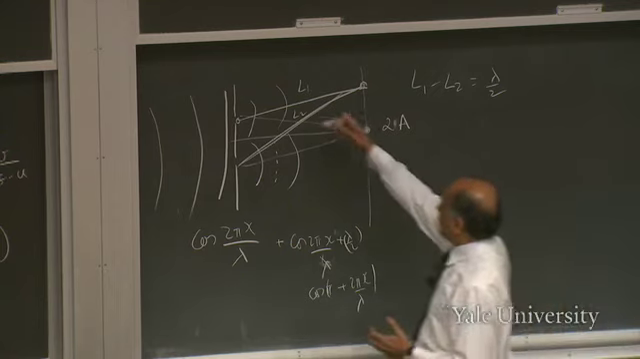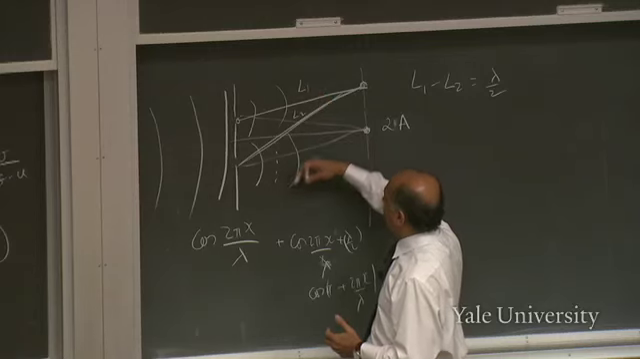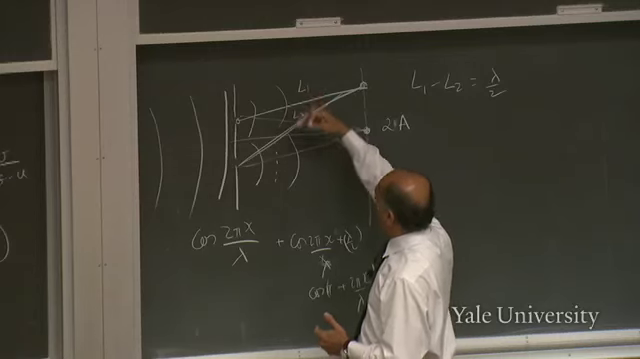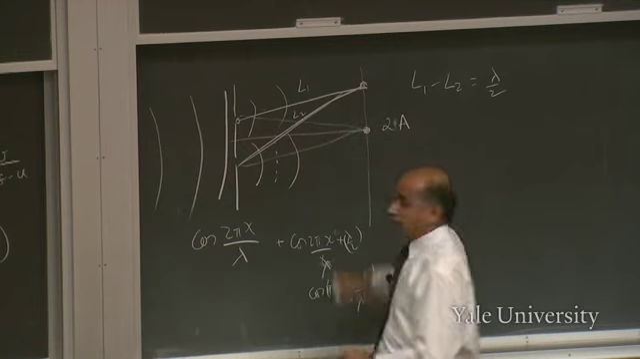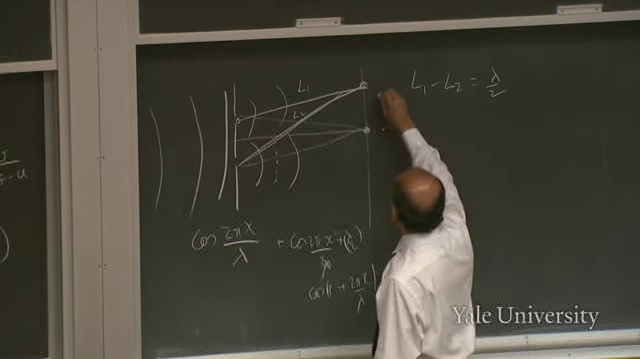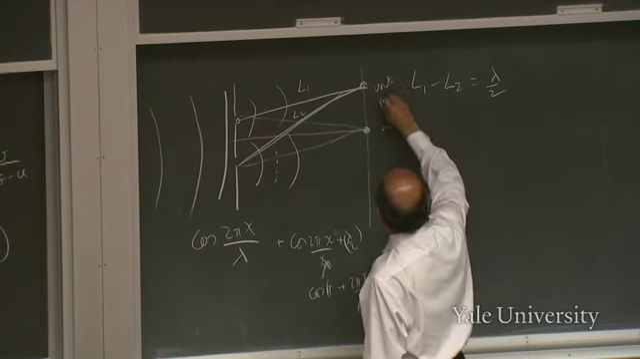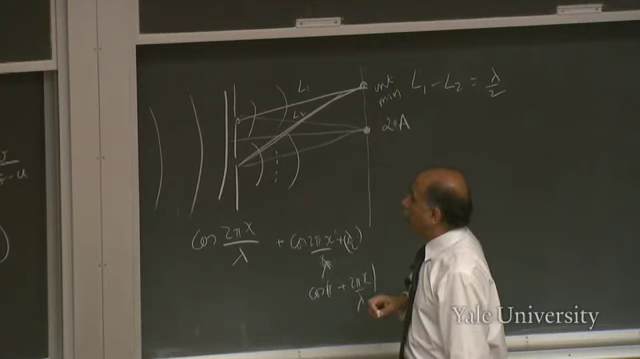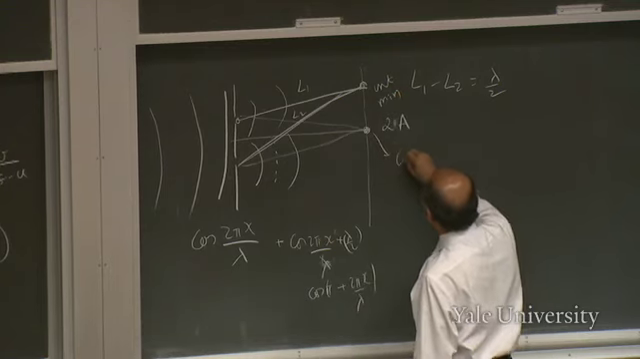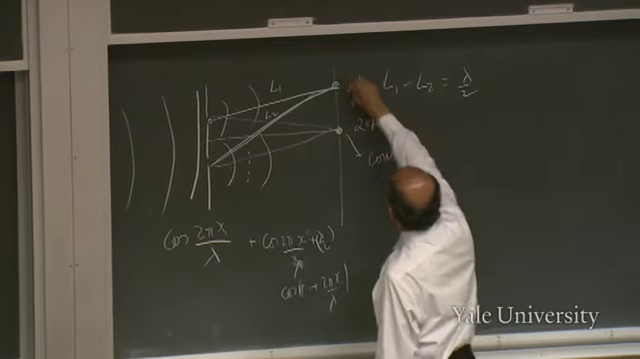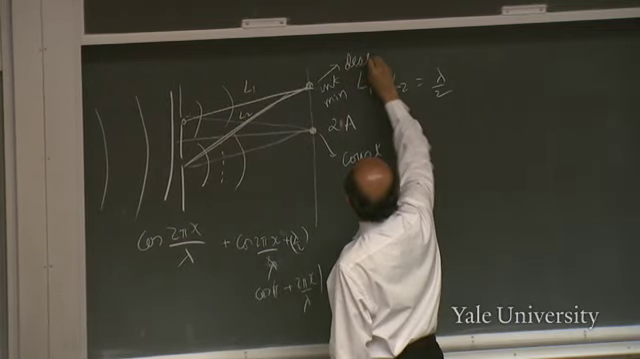Not only does crest come with trough and trough come with crest, every possible displacement comes with minus of that from here, and you get nothing here. So this is called an interference minimum. Or we say here the interference is constructive, and here we say the interference is destructive.